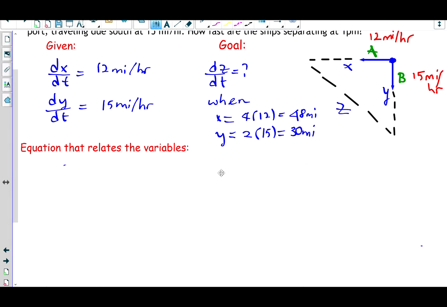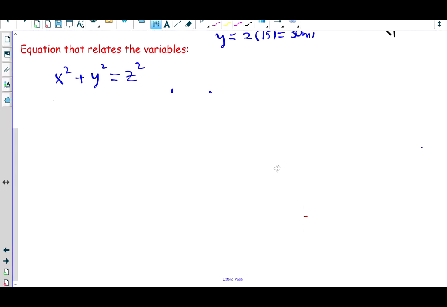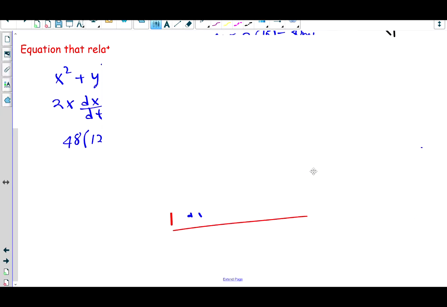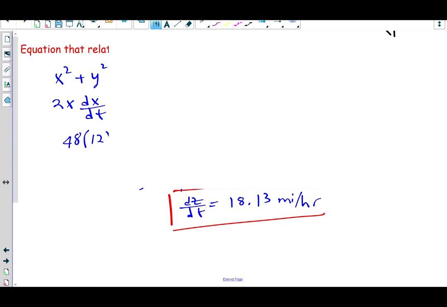Again, use your Pythagorean equation, x squared plus y squared equals z squared, and differentiate both sides, plug in whatever is given, and solve for dz/dt. At that point, you're also going to have to figure out z, and you can put the 48 in here, 30 in here, get z as well. And then after you differentiate both sides, you'll be able to plug in everything that is given, including z, and solve for dz/dt. So for this one, I'm just going to give you the answer and leave it with that and have you finish the problem. dz/dt should be 18.13 miles per hour. All right, the next question we'll do together.